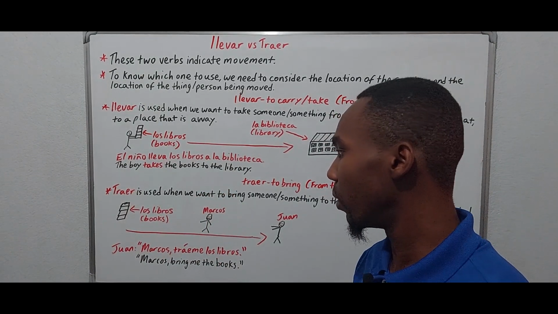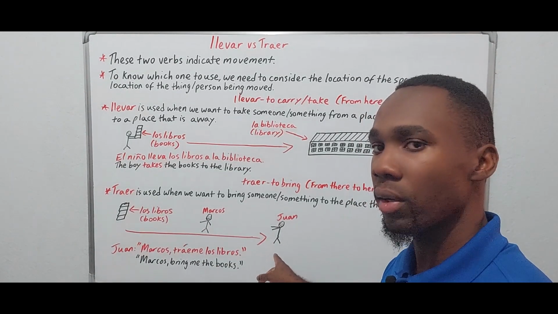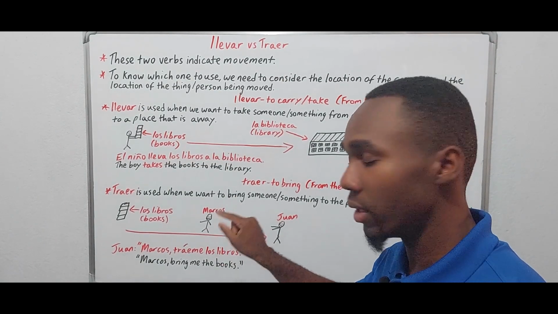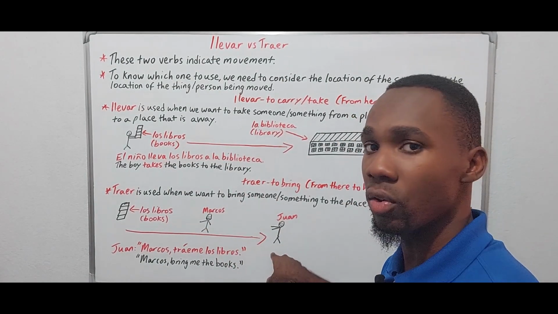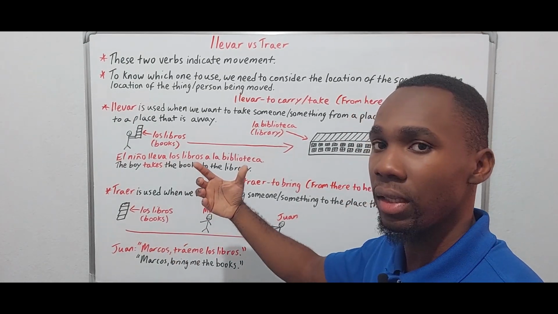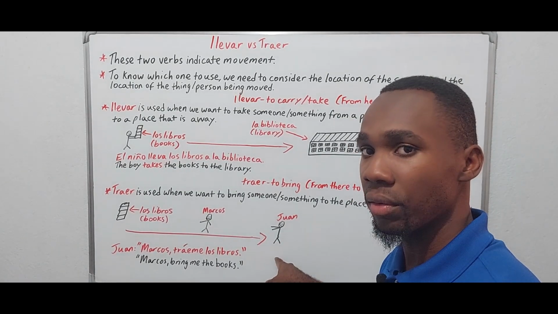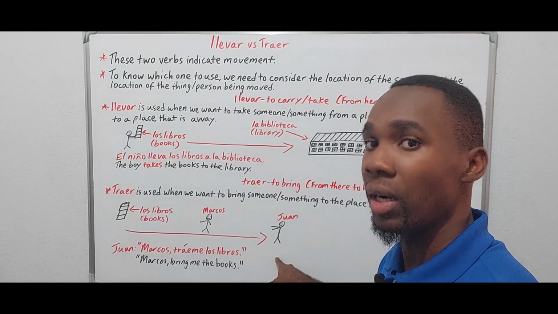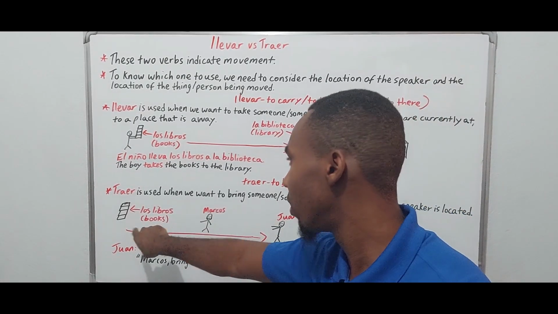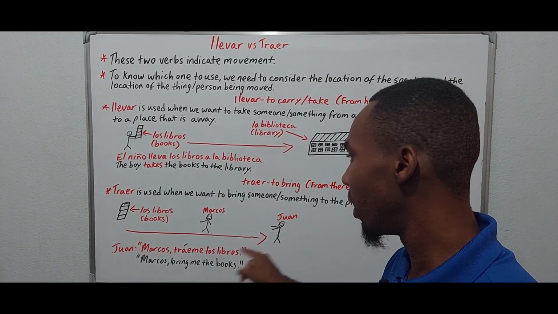Okay? So let's look at this example. Juan, Marcos, tráeme los libros. Look at where Juan is. This is the direction that the books need to go. This is the destination. This is where the books, which are the items that have to be transported, have to go. But Juan is already there. So the movement is towards the speaker. Tráeme los libros. Marcos, bring me the books.